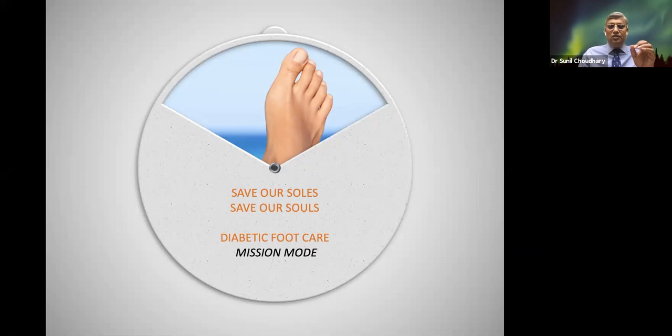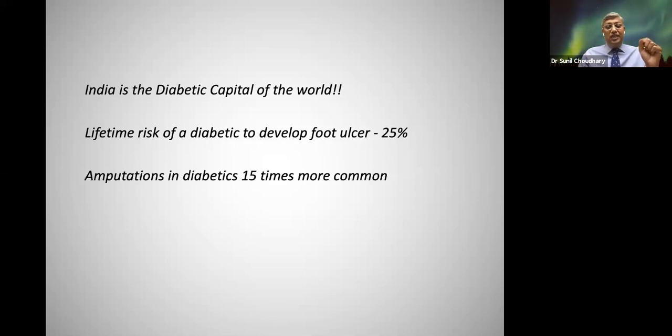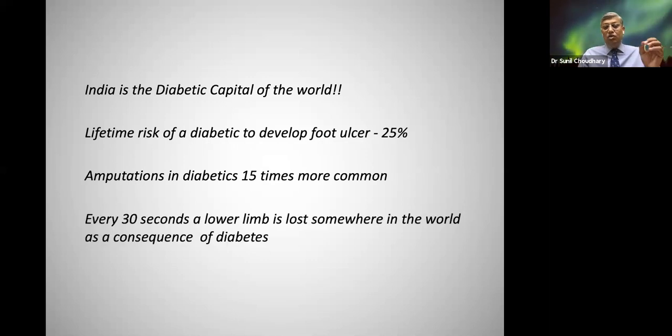And I think if you talk about chronic wound management, diabetic foot care is actually the number one thing that we should all be tackling and focusing on. So we must tackle diabetic foot care in mission mode. Why? Because the lifetime risk of a diabetic to develop a foot ulcer is almost 25%, which essentially means that one fourth of the people who suffer from diabetes will develop some sort of foot ulcer in their lifetime. And as we all know, India is the diabetic capital of the world. Amputations in diabetics are 15 times more common than in normal people if they get an ulcer. And every 30 seconds, a lower limb is lost somewhere in the world as a consequence of diabetes.